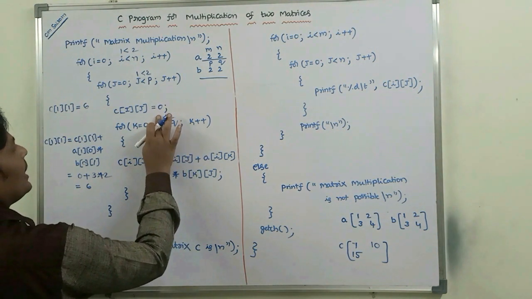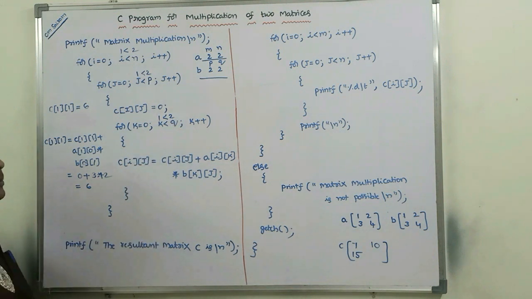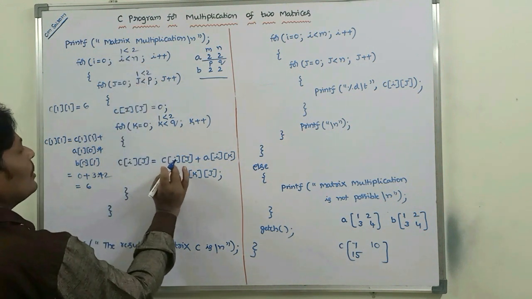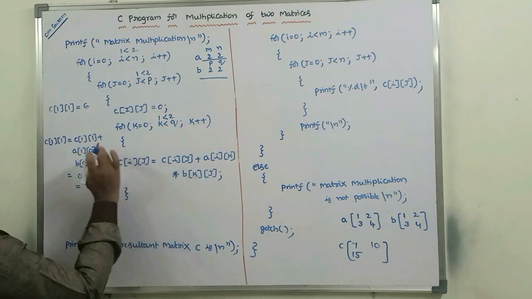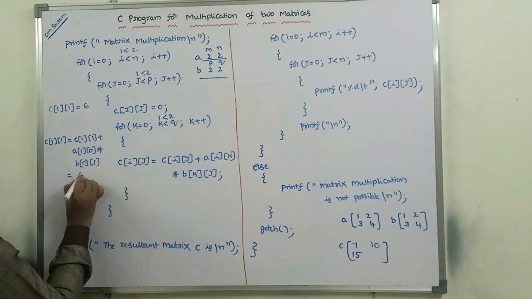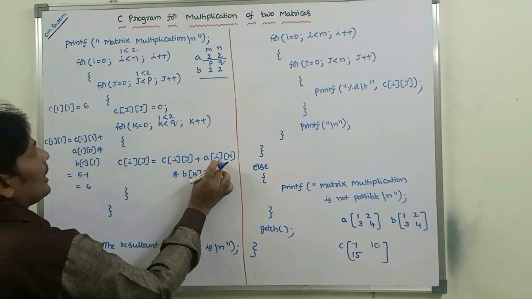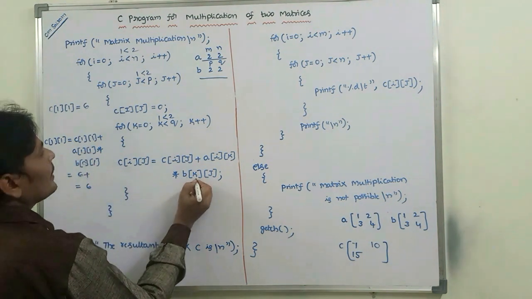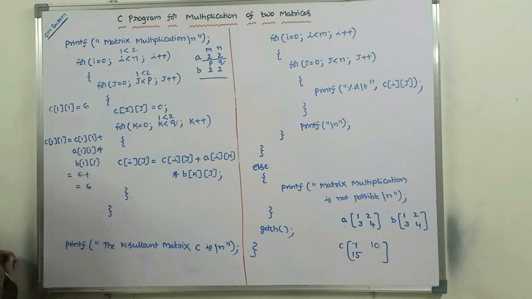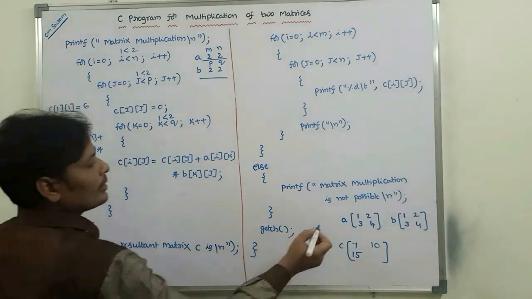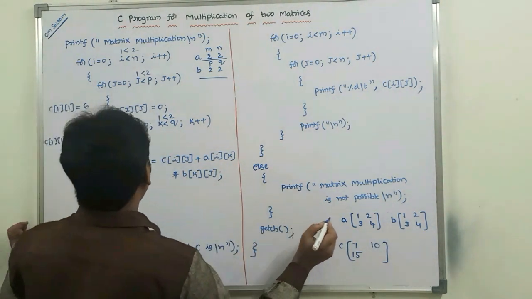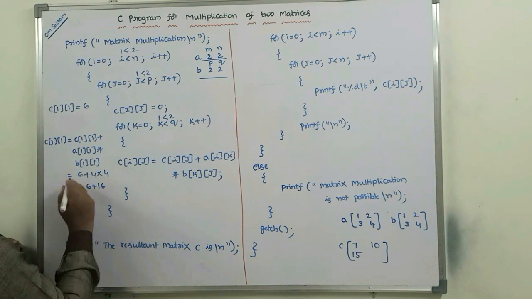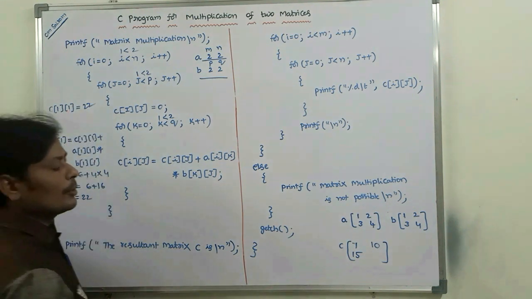Now k value is incremented. Now k value 1, 1 less than 2. Condition true. The control goes to the body of the for loop. C of 1, 1 we have to calculate. I value 1, j value 1 is equal to C of 1, 1. Previous C of 1, 1 value is 6. Now it becomes 6 plus A of ik, I value 1, k value 1. So A of 1, 1 into B of k value 1, j value 1, so B of 1, 1. So C of 1, 1 value 6 plus A of 1, 1. A of 1, 1 value is 4 into B of 1, 1. B of 1, 1 value is 4. So 6 plus 16, that is equal to 22. So after completing this instruction, C of 1, 1 value is 22.